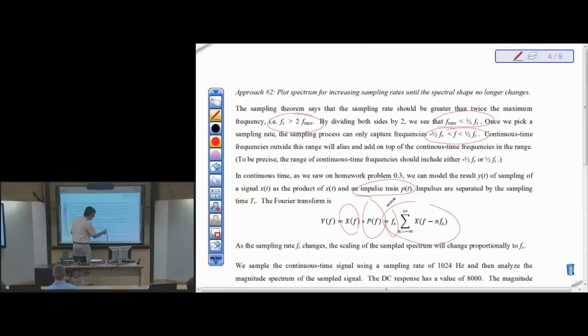Second, I get these replicas. First of all, when n is 0, I get the true spectrum that comes through from sampling. But then I also get an infinite number of replicas that are offset by an integer multiple of the sampling rate. And if we are obeying the sampling theorem, we won't have aliasing, at least for frequencies up to Fmax.